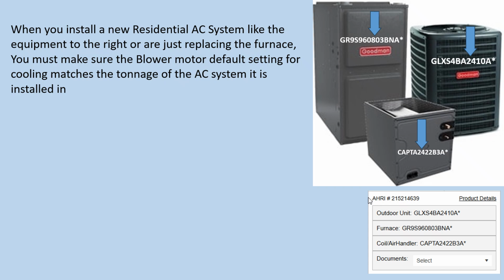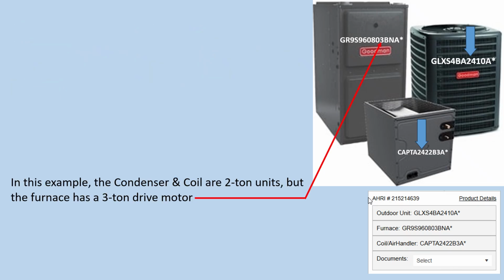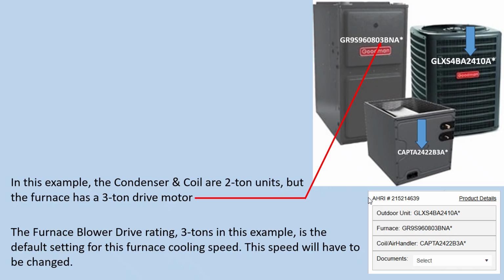When you install a new residential AC system, like the equipment to the right, or are just replacing the furnace, you must make sure the blower motor default setting for cooling matches the tonnage of the AC system it is installed in. In this example, the condenser and coil are 2-ton units, but the furnace has a 3-ton drive motor. The furnace blower drive rating, 3 tons, in this example is the default setting for this furnace cooling speed. This speed will have to be changed.